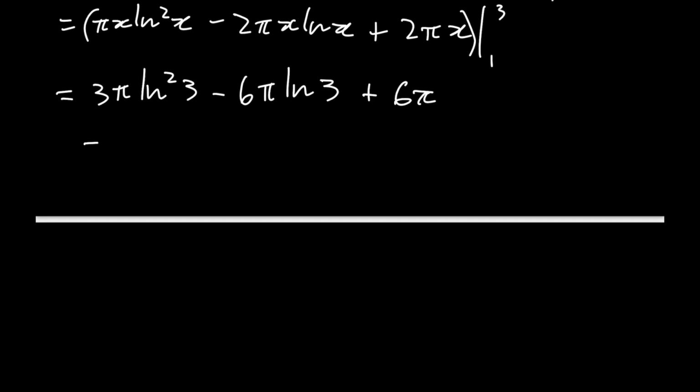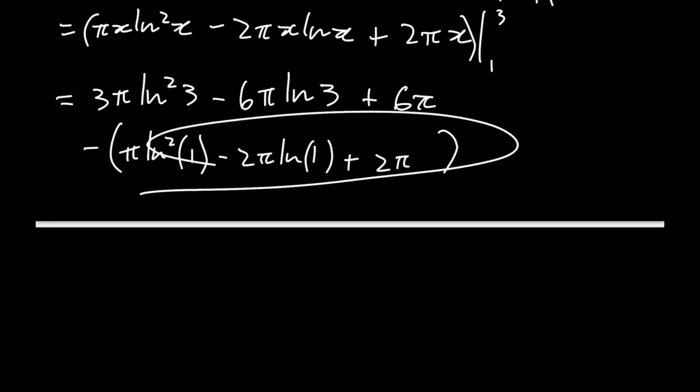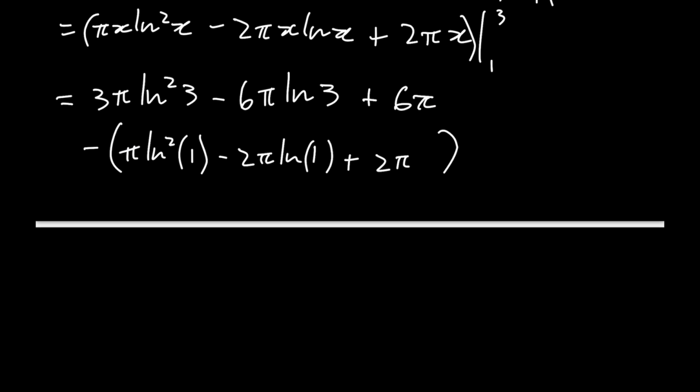And then we're going to subtract when we substitute in 1 now. Okay, so substituting in 1, we get pi times the natural log squared of 1, and then that's minus 2 pi times the natural log of 1, and that's plus 2 pi. So that was all when x is equal to 1. Okay, so in here, we notice that the natural log of 1 is 0. So both of these terms here are going to be equal to 0. So I can just erase them.